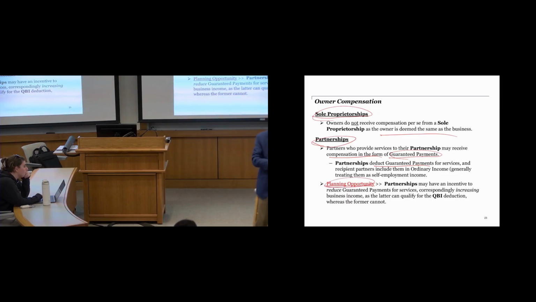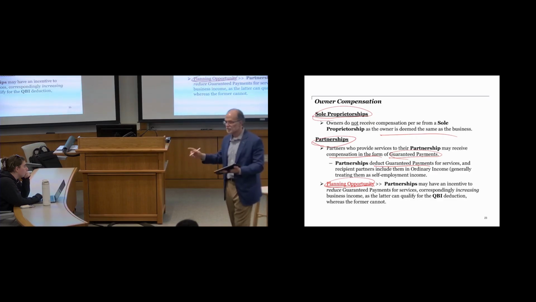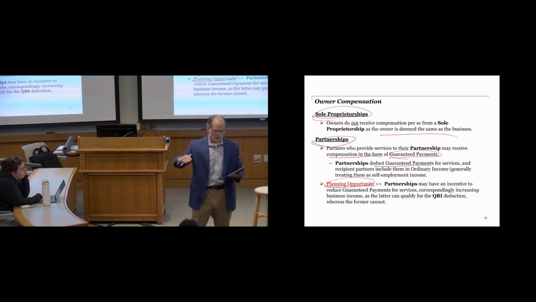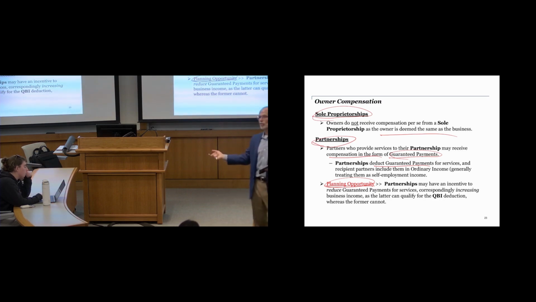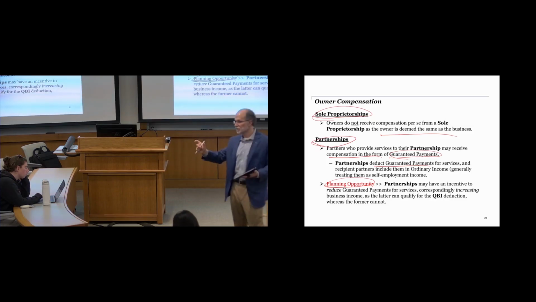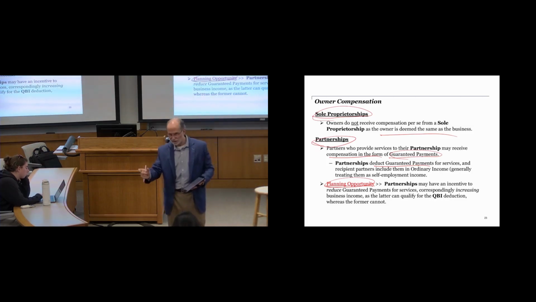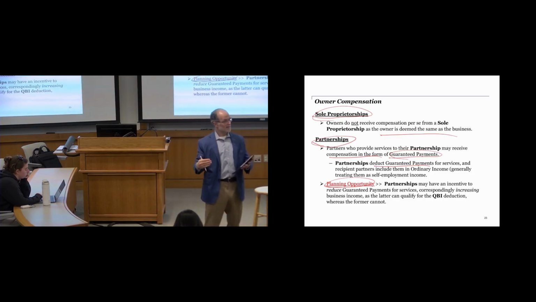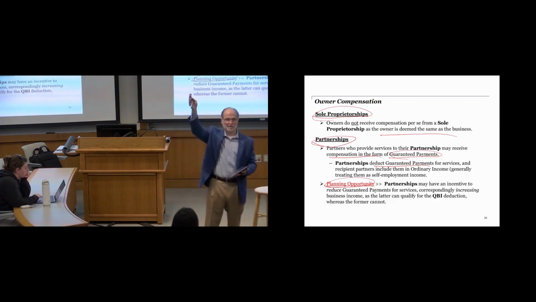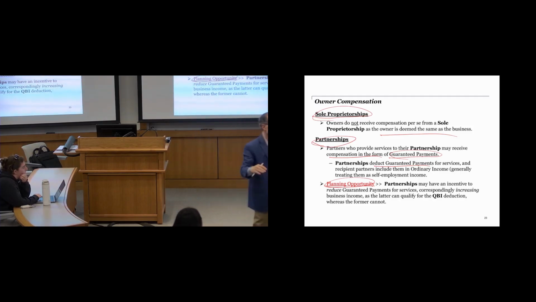Okay. Planning opportunity here is partnerships may have an incentive to reduce guaranteed payments for services, which would correspondingly increase their business income. Why would you want to do that? The latter qualifies for a QBI deduction, qualified business income deduction. You get a 20% deduction if the business is qualified of your qualified business income. So if you leave more behind, the 20% is higher. If it goes out, the recipient doesn't get the deduction of qualified business income, only the flow-through income that's left after payments.